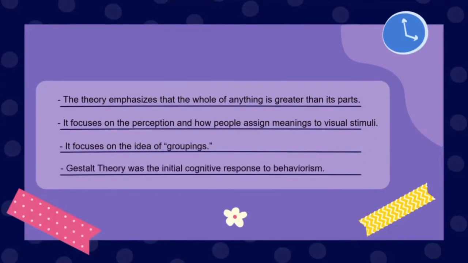And next, Gestalt theory was the initial cognitive response to behaviorism. As I have mentioned, Gestalt theory emphasized higher cognitive processes in the midst of behaviorism. Gestalt psychology has influenced how we study perception and sensation. Not only that, it also increases our understanding of how a person's cognitive processes influence the way we behave socially. That is why Gestalt theory was the initial response to behaviorism.